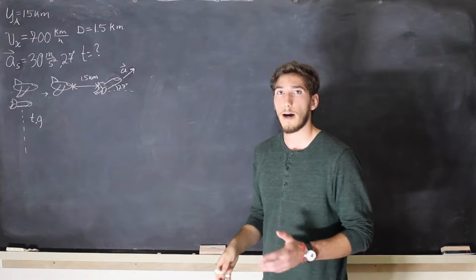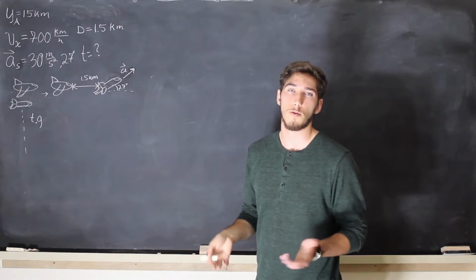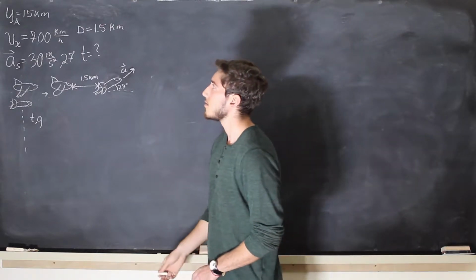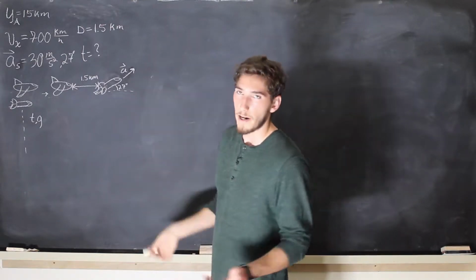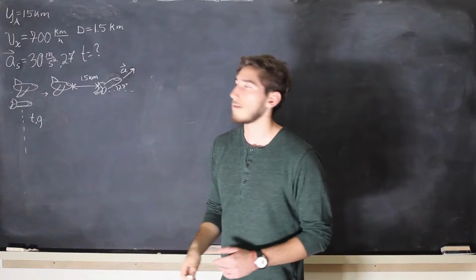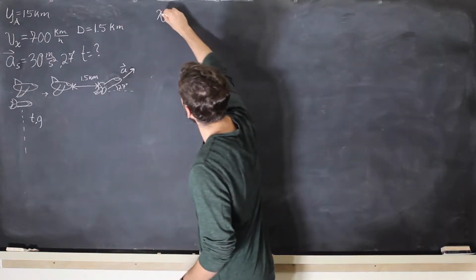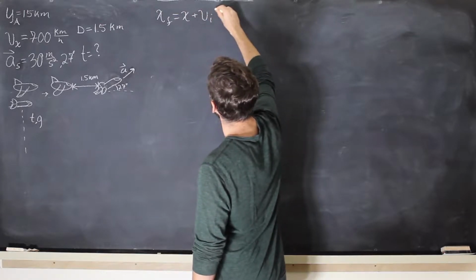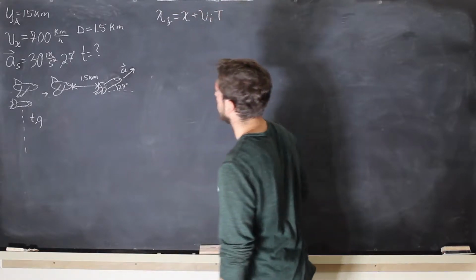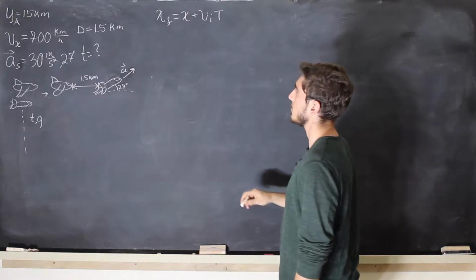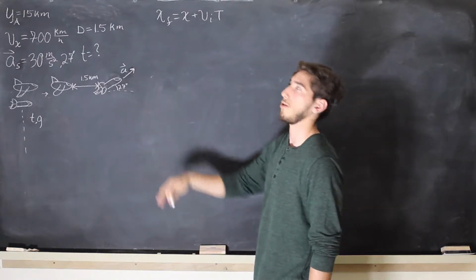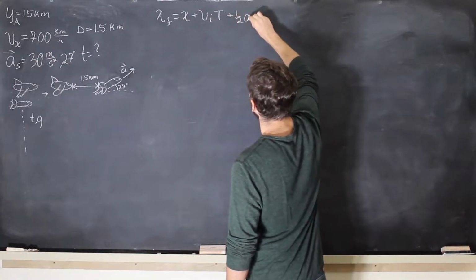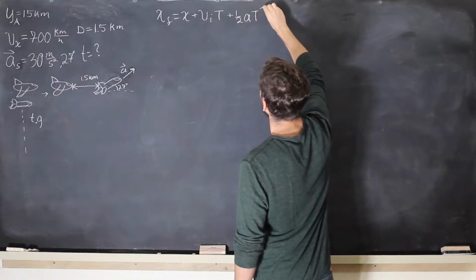Well, we know that the shuttle has to be away from the plane at a distance of 1.5 kilometers. So we're going to do a kinematics equation in terms of x. So x final is equal to x initial plus v initial times T, and I'm going to use capital T for this time, and lowercase t for the time that the shuttle falls, plus half acceleration times t squared.